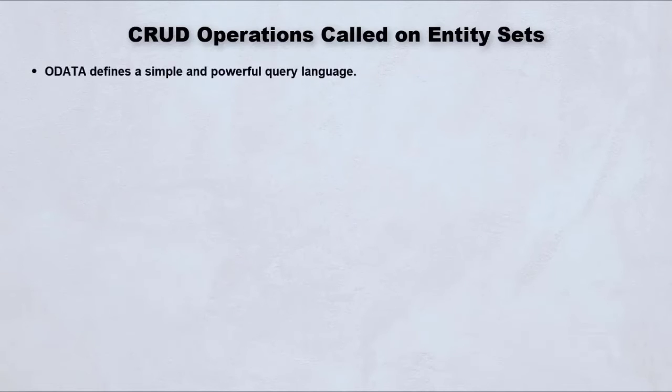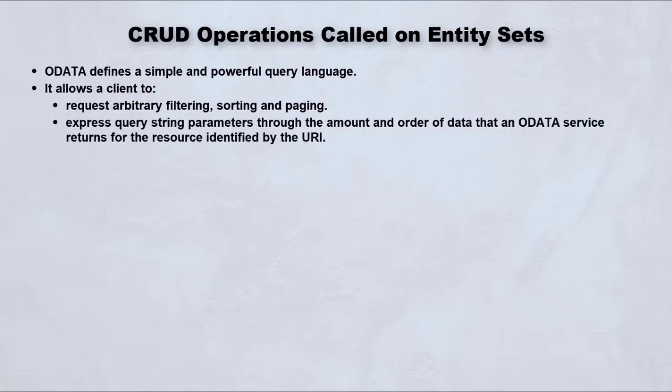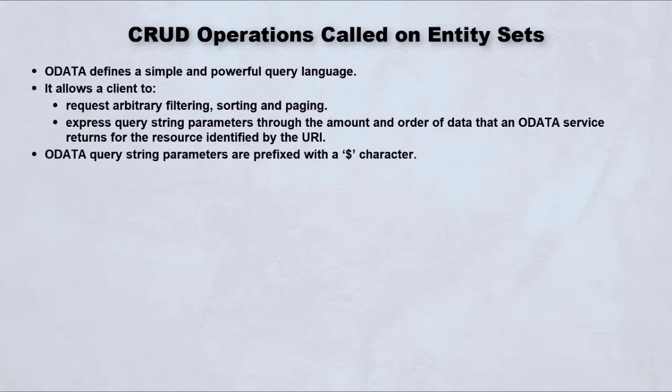OData defines a simple and powerful query language that allows a client to request arbitrary filtering, sorting and paging. A client is able to express query string parameters for the amount and order of data that an OData service returns for the resource identified by the URI. The names of all query string parameters defined by OData are prefixed with a $ character.